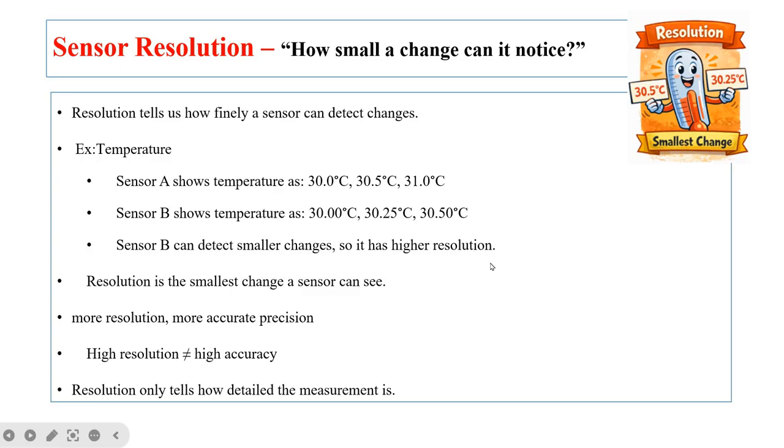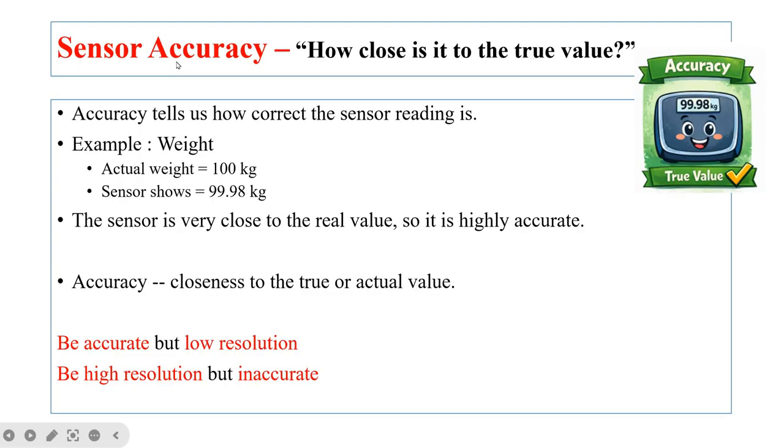Next is the sensor accuracy. Sensor accuracy is the ability of the sensor to measure the environment of a system as close to its true measure as possible. That is, accuracy will tell you how correct the sensor reading is, that is, how close it is to the true value.